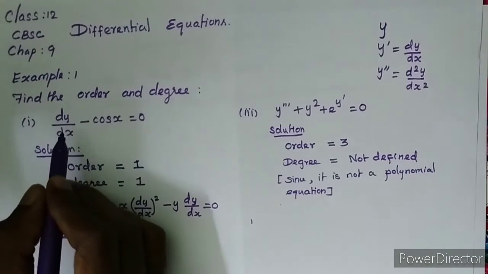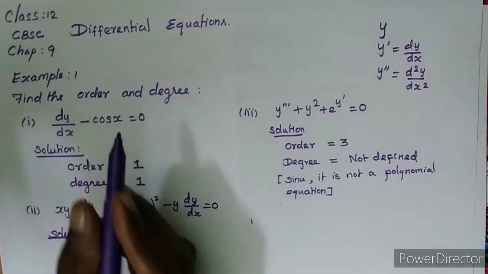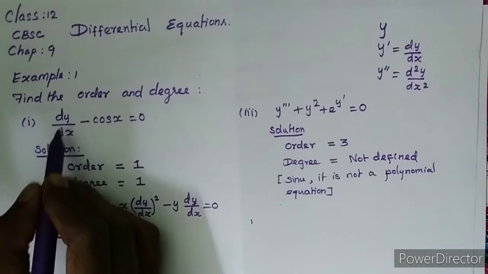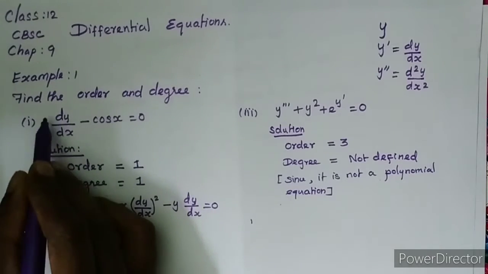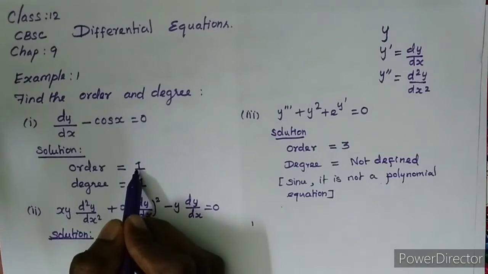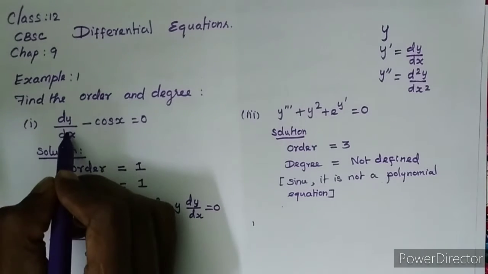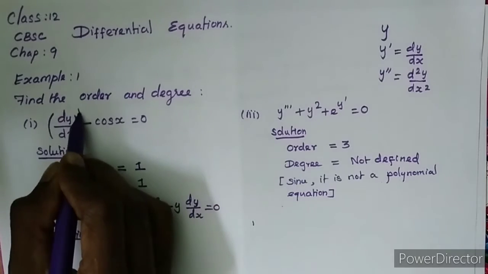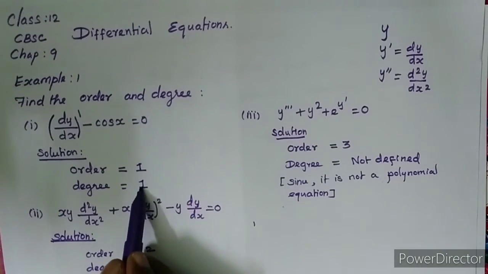This is the highest order. There is no d square y by dx square or any higher order. This is the highest order, dy by dx. This is called first order derivative. Therefore, order equal to 1. Degree means the power of the highest order derivative. Here the whole power is 1. Therefore, that power is called degree.